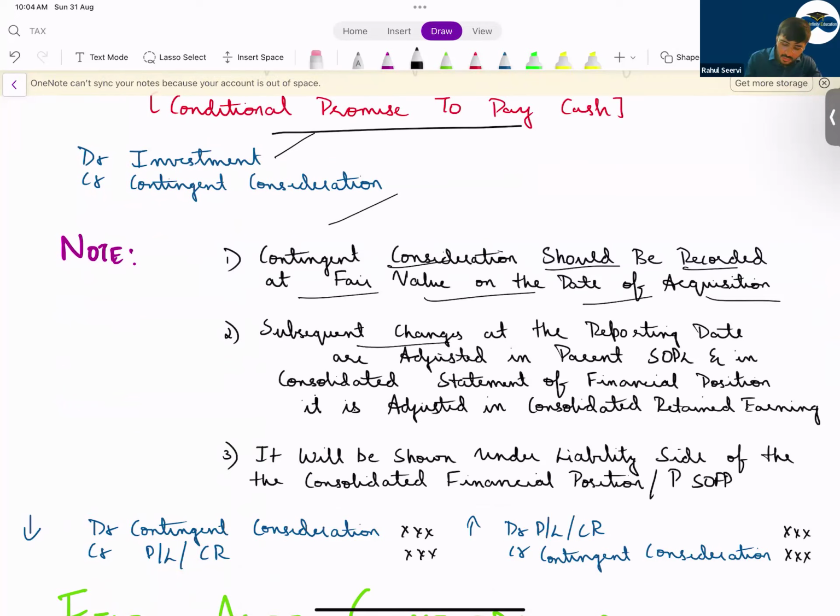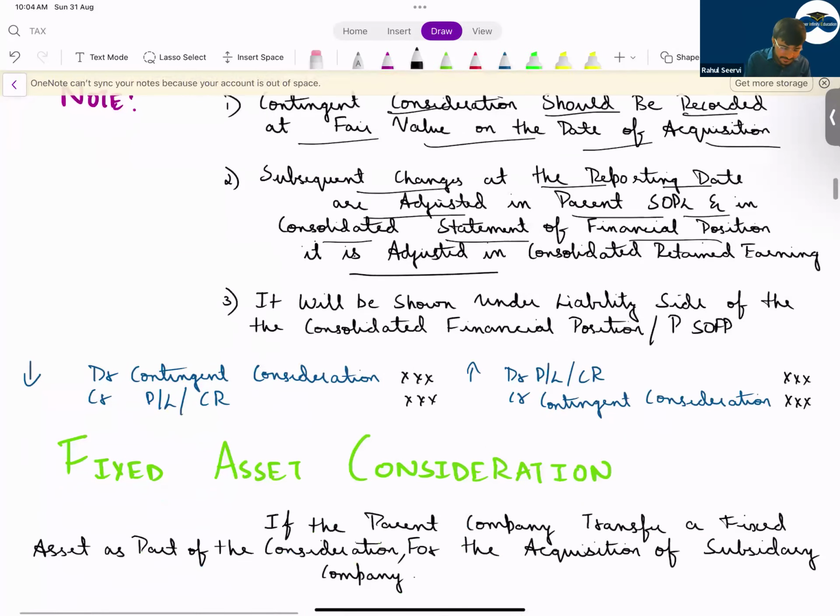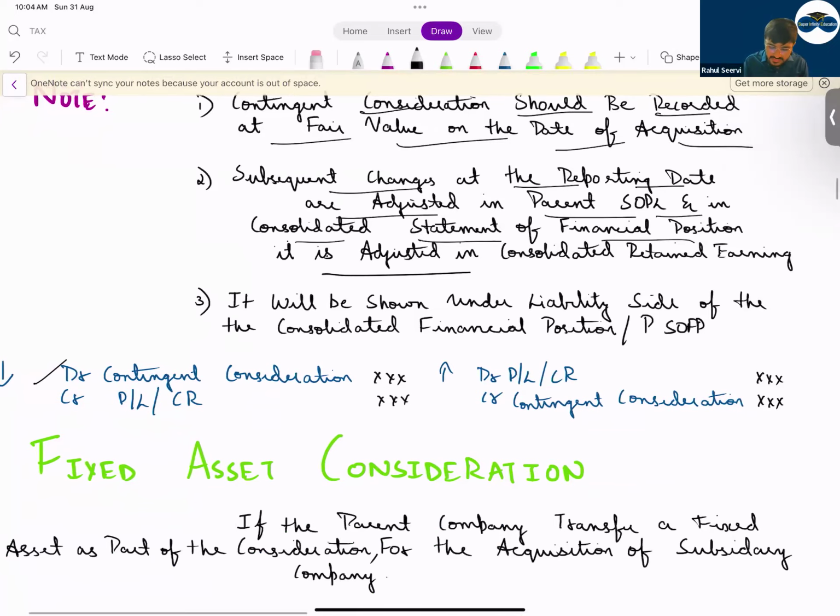Subsequent changes at the reporting date are adjusted in the parent's SOPL and in the consolidated financial position in retained earnings, because this difference will only be allocated to the parent, not to NCI. It belongs to the parent company. If the contingent consideration is coming down, it is a profit for you because it's a liability. If it is increasing, it's a loss for you.